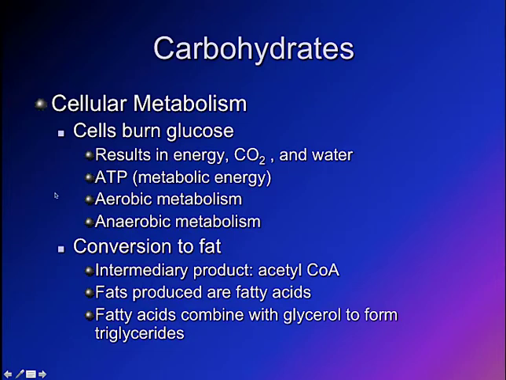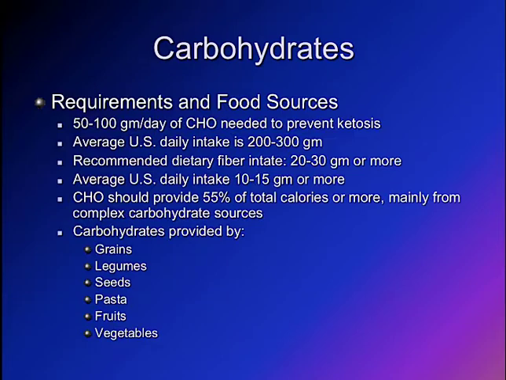If you have too much glucose entering the cells too quickly, which can happen if you just eat simple sugars without fiber, for instance, then a proportion of that can be converted to fat. And the intermediary product of that is acetyl coenzyme A. So it goes to acetyl coenzyme A, and then you make fat out of it. And the fats that are produced are fatty acids, which eventually combine with glycerol to form the triglycerides, which are the primary storage form of fats in our bodies.